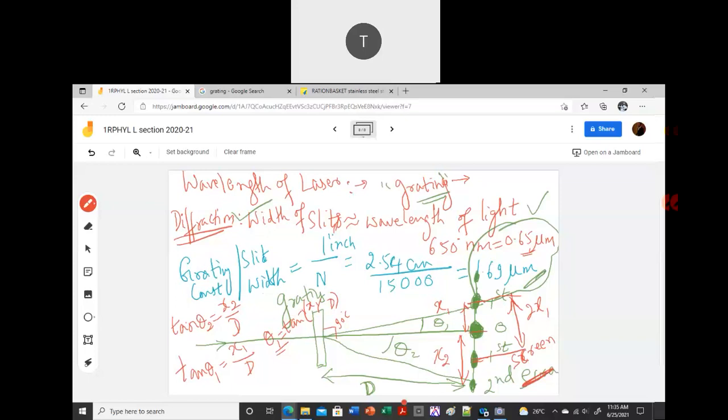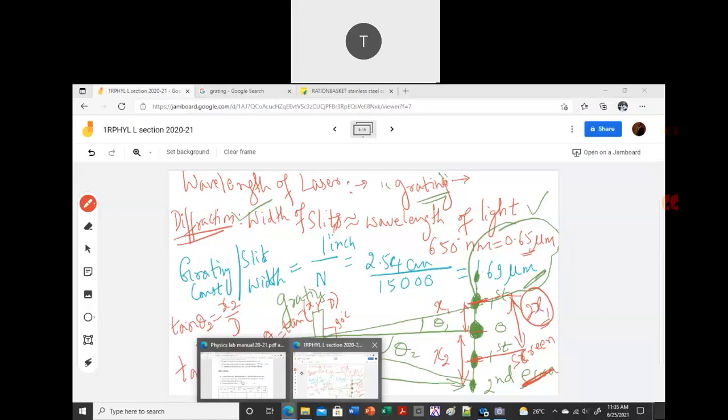So for that, what we do is we take the distance between the first order from the left and the first order from the right. That will be 2 times x1, and we divide it by 2, then we get x1. Okay, so this is how you are going to perform the experiment.